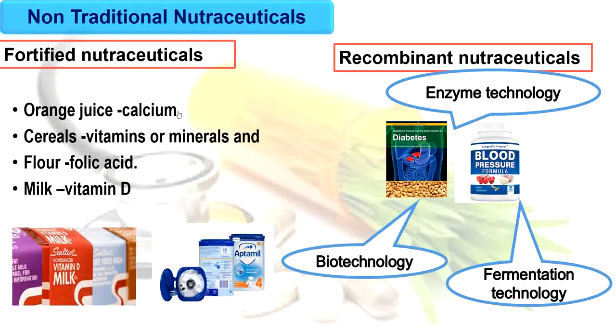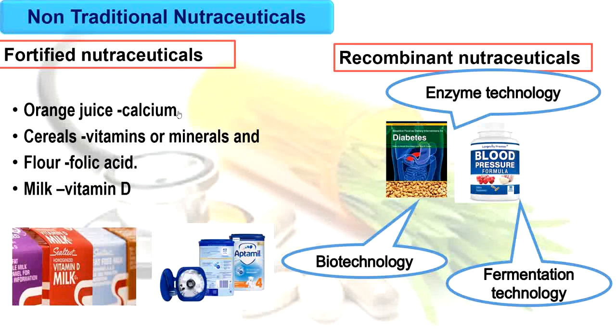Next one is recombinant nutraceuticals. When you say recombinant nutraceuticals, it involves certain biotechnology, fermentation technology, and enzyme technology, and they are producing certain food products targeting certain diseases. For example, diabetes is mainly due to the low secretion of insulin. So they are developing certain food products with some active principles which enhance the secretion of insulin in our body. Same way, a blood pressure formula is developed.